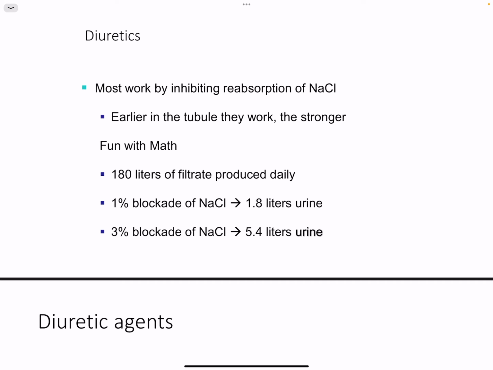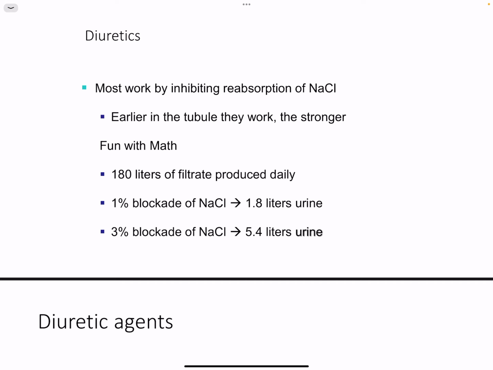So that is milliliters. We want to convert it into liters, so we divide it by 1,000. How much is left? 180 liters. 180 liters of filtrate produced daily.